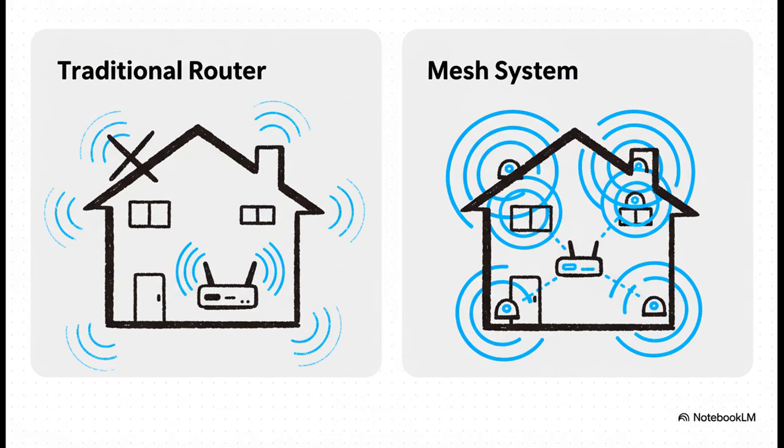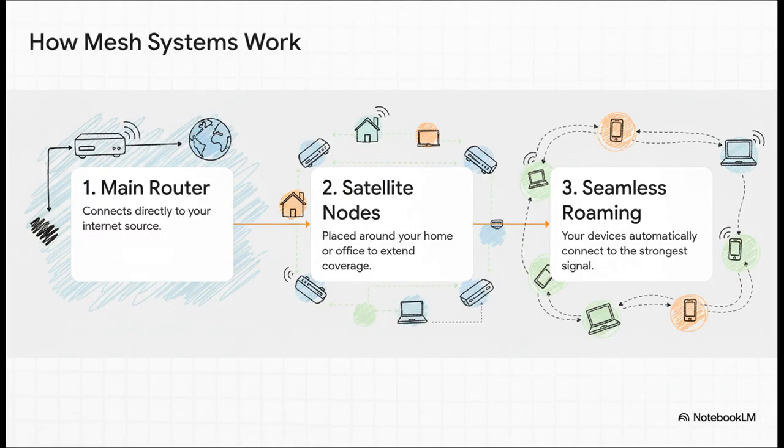But in bigger spaces, that single point of failure always creates weak spots and those dreaded dead zones. The modern solution is a mesh system. This uses multiple little hubs or nodes that all work together as a team to create one single, seamless network that just blankets your entire space in strong, reliable Wi-Fi. And how does it work?